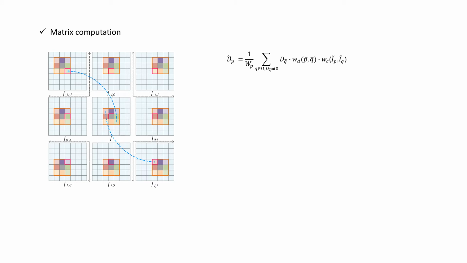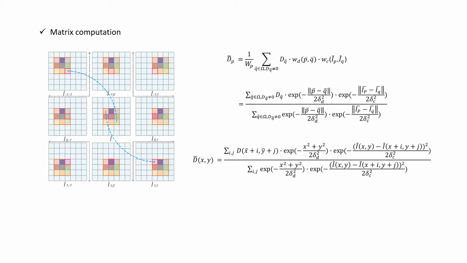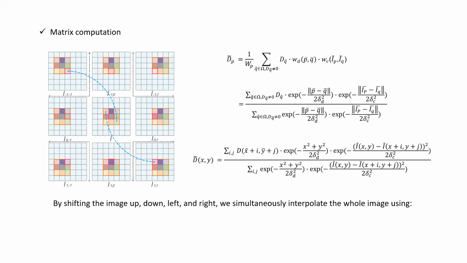We also try to accelerate the process by converting pixel-by-pixel calculations into parallel matrix computations. We first expand the bilateral filtering function and convert this expression into coordinate form. Then, by shifting the image up, down, left, and right, we simultaneously interpolate the whole image.